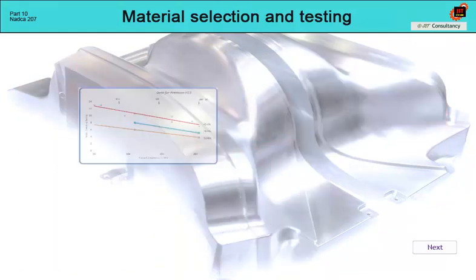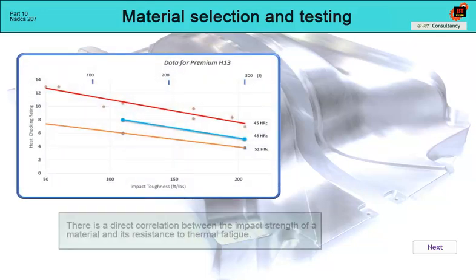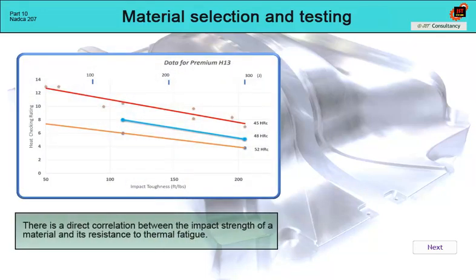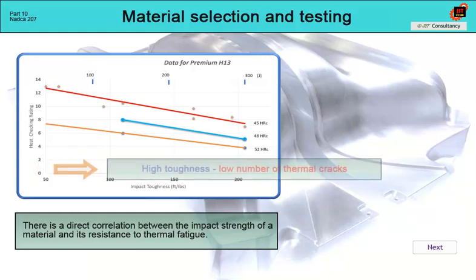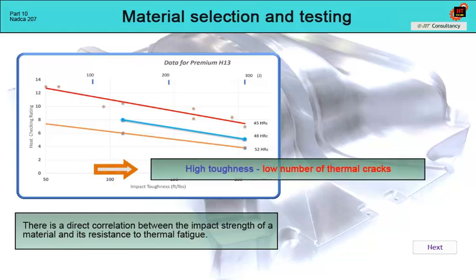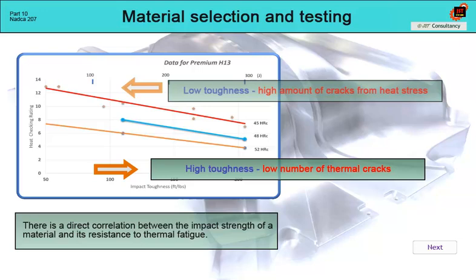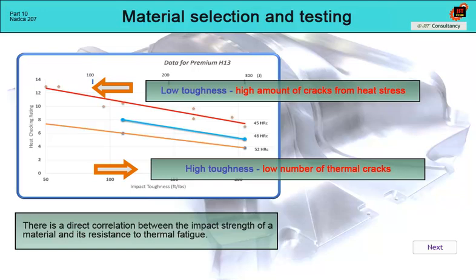As already mentioned in the introduction, there is a demonstrable correlation between a material's resistance to thermal fatigue cracking and impact strength. The higher the impact strength, the higher the material's resistance to thermal fatigue, and vice versa. If we compare the results according to the graph, the difference between good and bad toughness can lead to a 2- to 3-fold deterioration in thermal fatigue resistance.